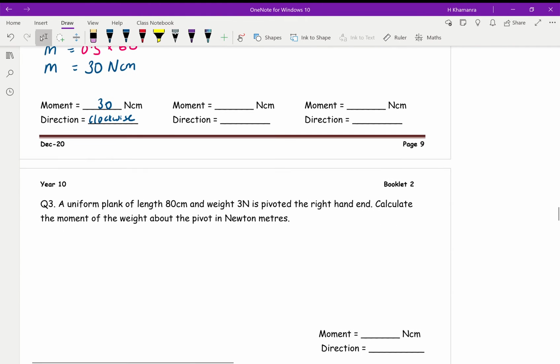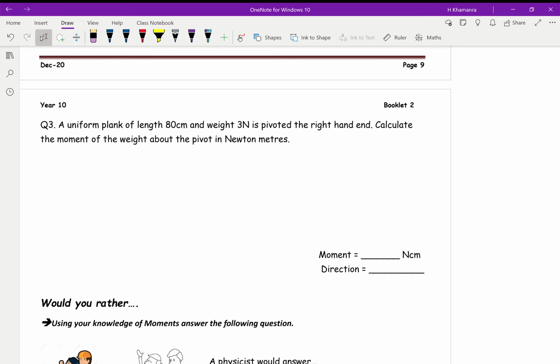I'm just going to go on to question 3 though. This is a very important question. So it says a uniform plank. Whenever we were learning about center of gravity, we talked about uniform and non-uniform objects. And a uniform plank, that word there tells us that the center of gravity is in the middle. And that is really, really important. Okay, so a uniform plank of length 80 centimeters and weight 3 newtons is pivoted at the right end. Calculate the moment of the weight about the pivot in Newton meters.